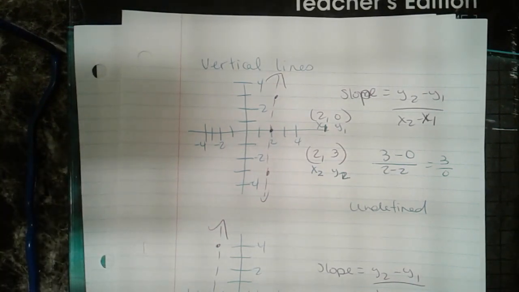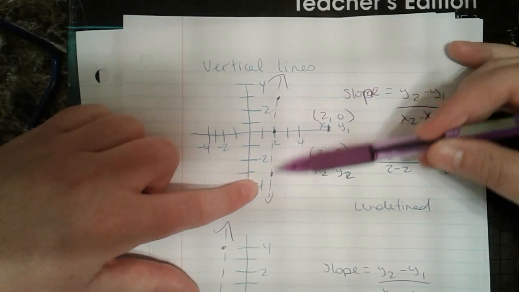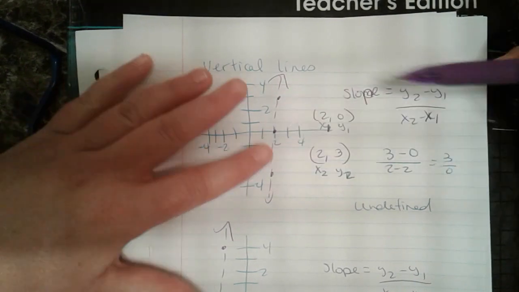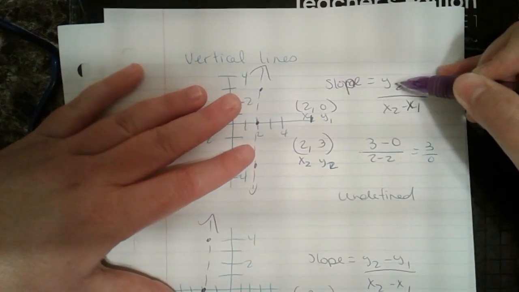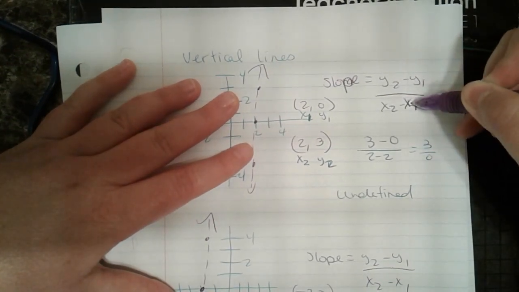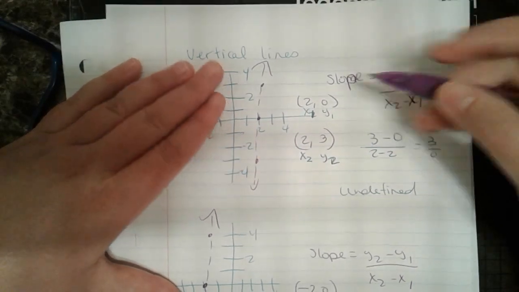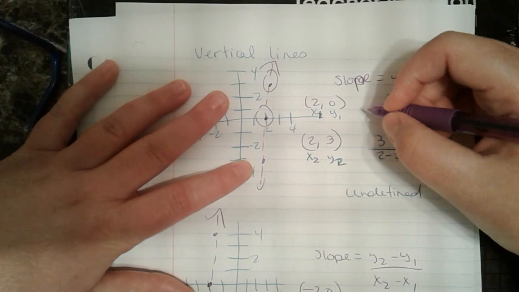Okay, so assuming you did that, let's talk about what's going on here. Again, I have a vertical line. It's going straight up and down. It's not perfectly straight, so sorry about that, but imagine that it would be. Slope, again, is y2 minus y1 over x2 minus x1. The 2 points that I used were this one and this one. It does not matter again.